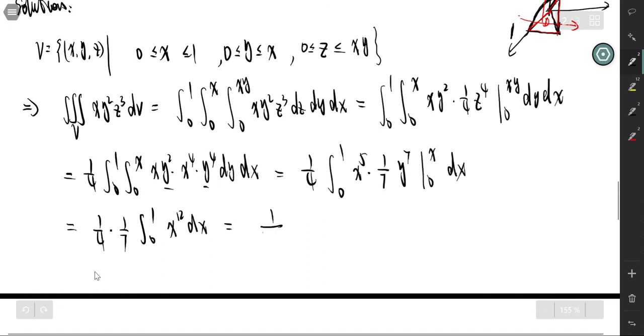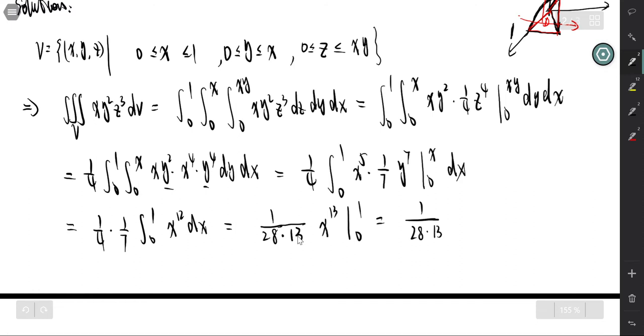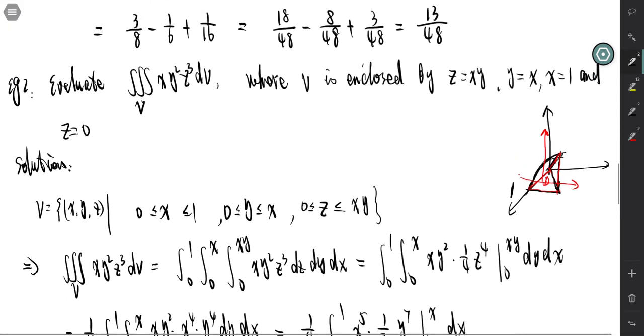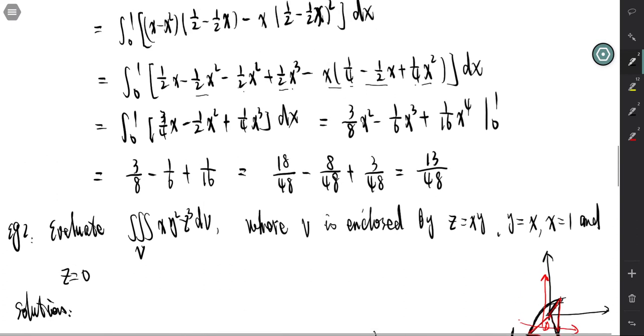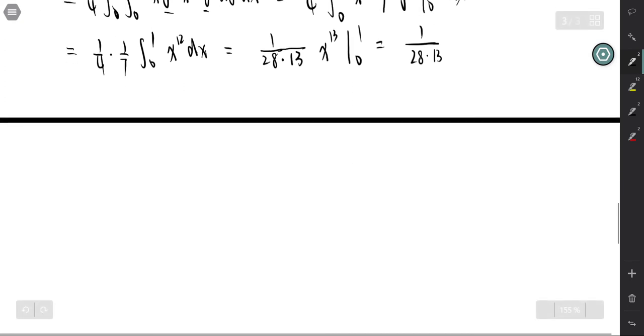That is 28 times 12, times 13, x of 13, 0 to 1. So that is 1/28 times 13. That's the second example. In these two examples, we integrate the z first. Let's see some other order.